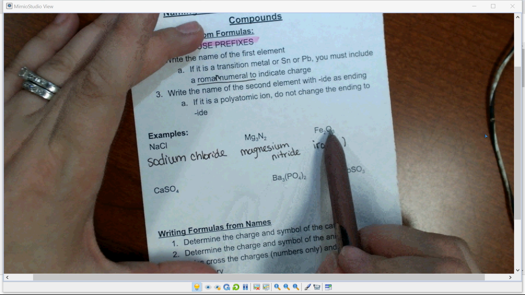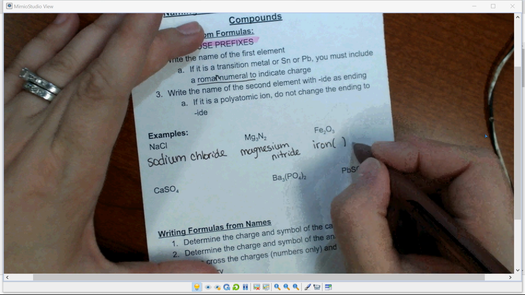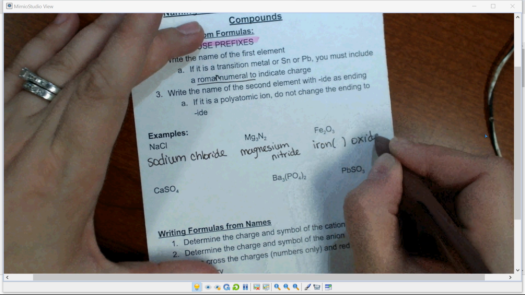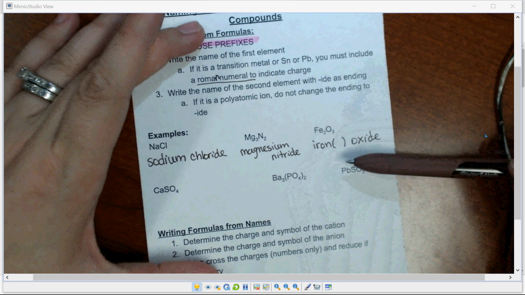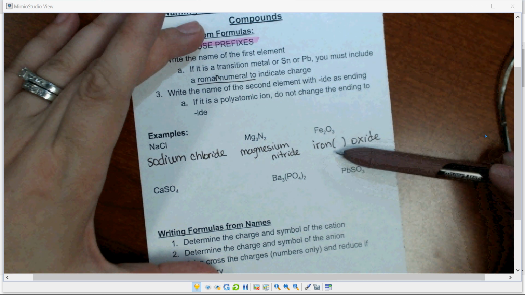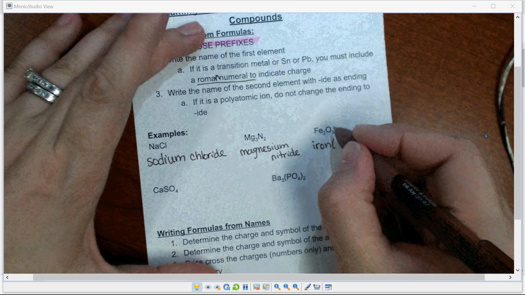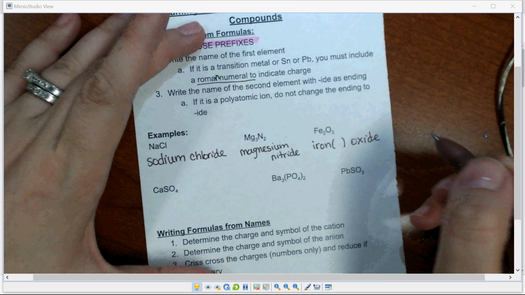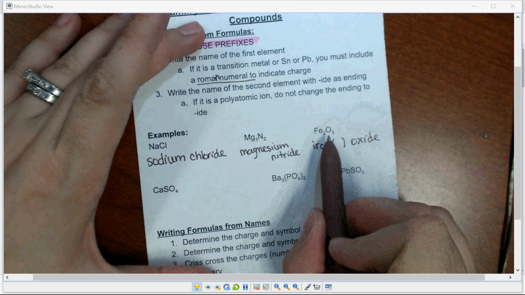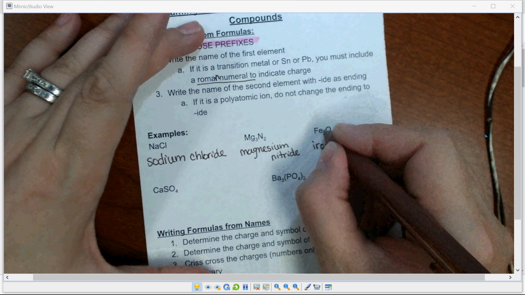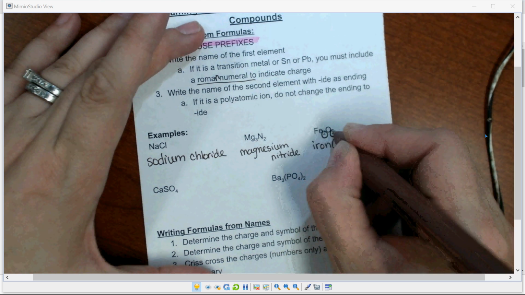And then we have this oxygen, which is not a polyatomic ion, so we just call it what it is with an -ide at the end. So this would be oxide. Okay, so now going back to the Roman numeral. If you think about how I showed you how we can take the charges and determine what the ratios should be, we do that crisscross thing. I'm going to reverse that process.